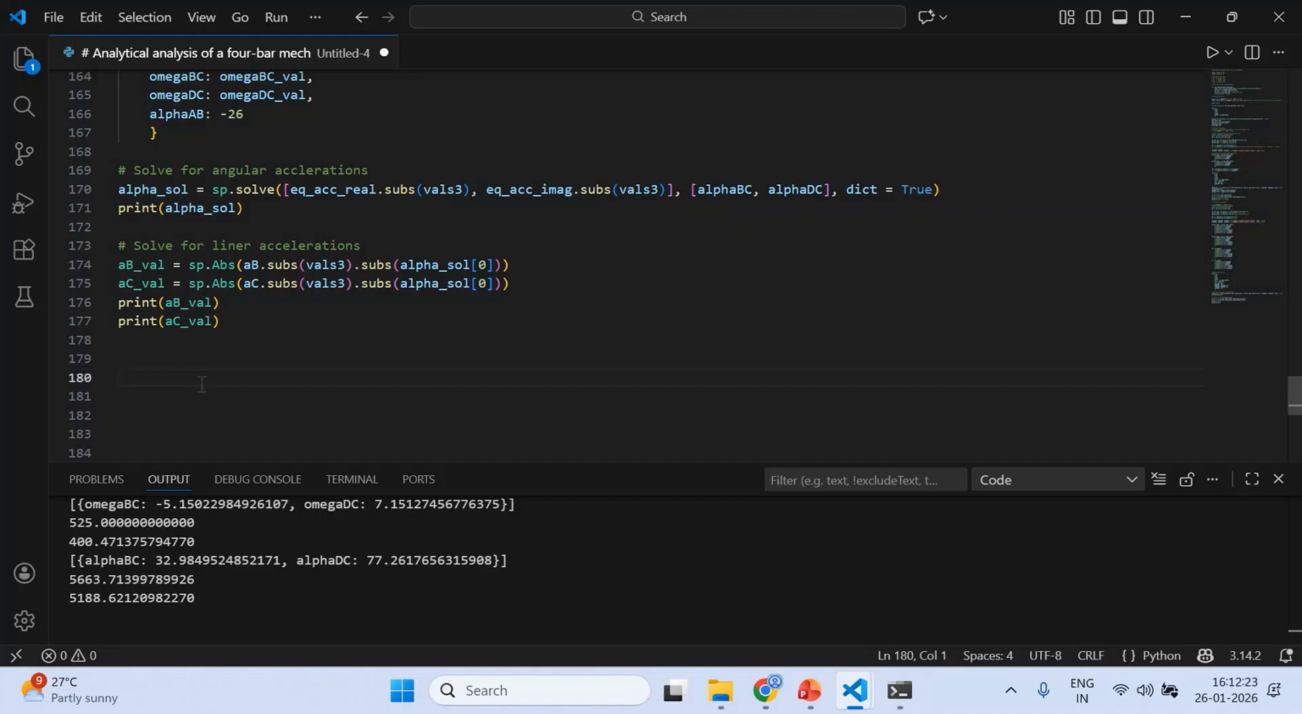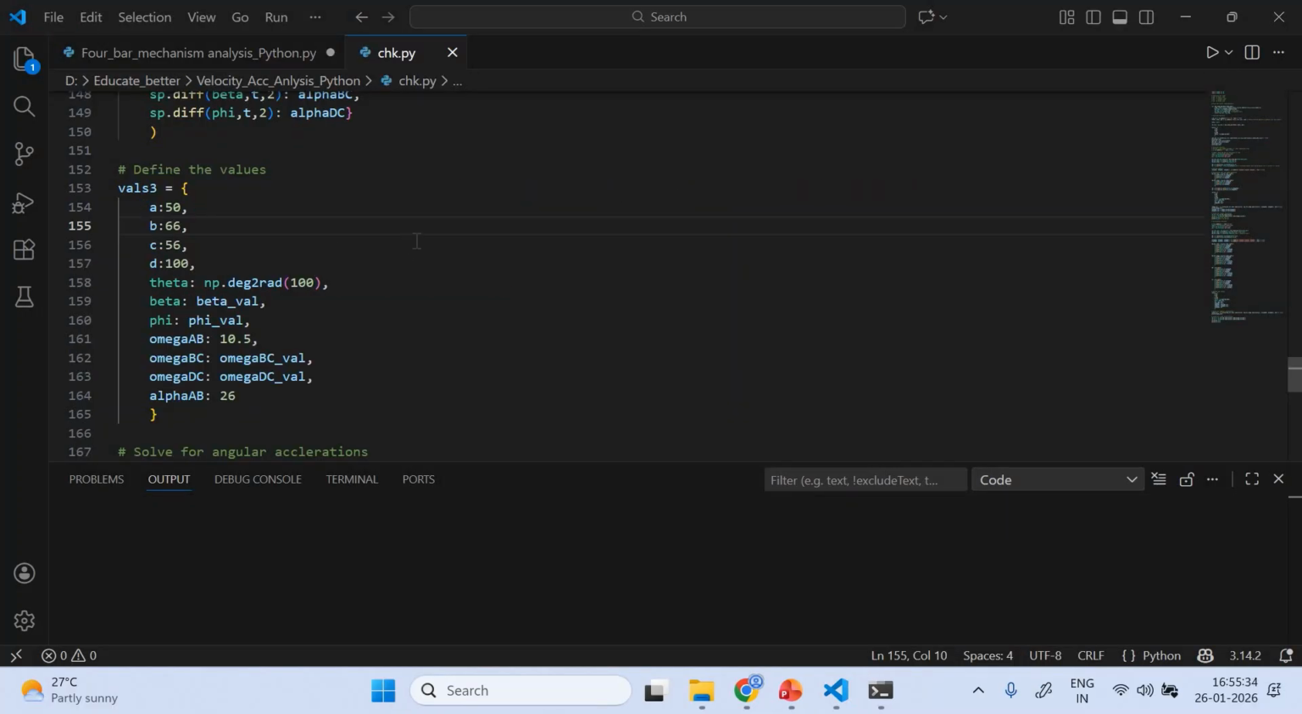Let me just summarize what we did. We simply solved a 4-bar mechanism for linear velocities, linear accelerations, angular velocities and angular accelerations using the Python Sympy library. And we use the Sympy library just to comprehend all the analysis in a better manner, because as you can see we have coded the equations as they are. And now we have solved the equations exactly in the same sequence that we used to do before. That is, first start with the position analysis, then go with the angular velocity and linear velocity analysis, and finally go with the angular acceleration and linear acceleration analysis.